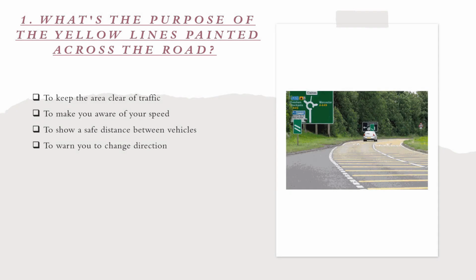1. What's the purpose of the yellow lines painted across the road? To keep the area clear of traffic. To make you aware of your speed. To show a safe distance between vehicles. To warn you to change direction. Correct answer: to make you aware of your speed.